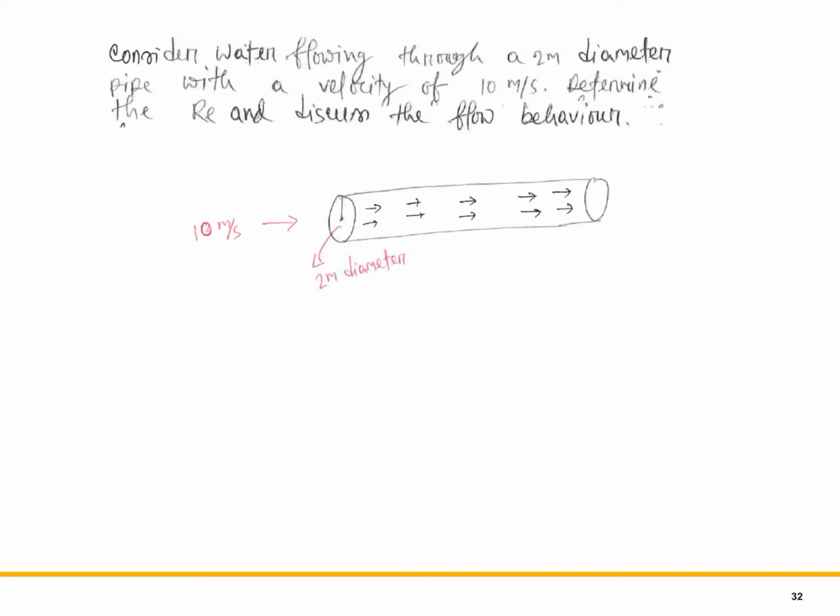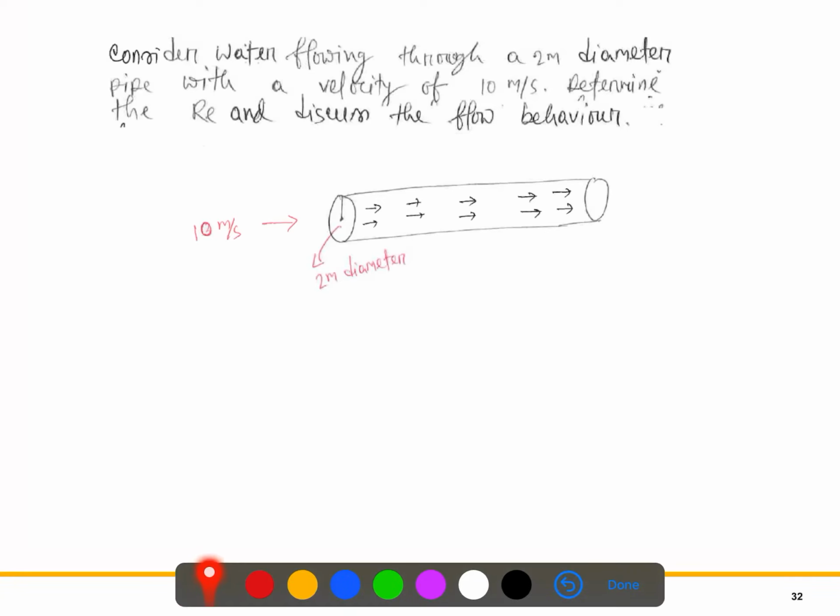Okay, so now we will solve this problem. This is an internal flow problem. Let's read the question at first. Consider water flowing through a 2-meter diameter pipe with a velocity of 10 meters per second. So you can see the schematic. This is the inlet, this is the outlet.